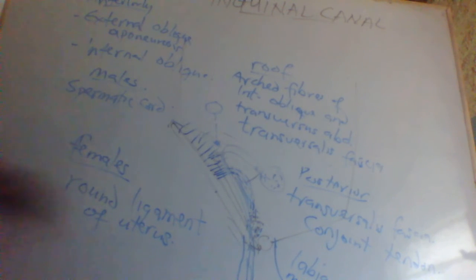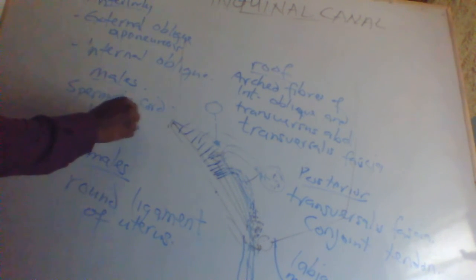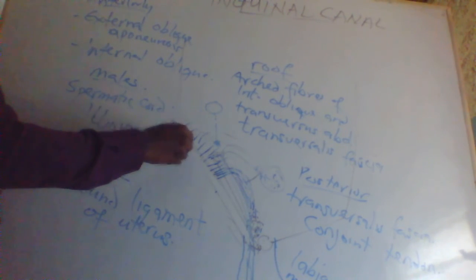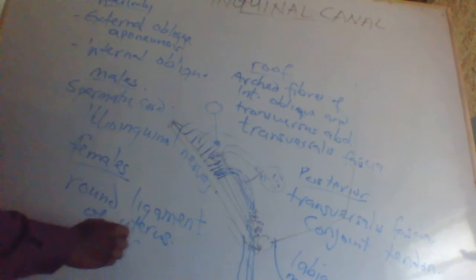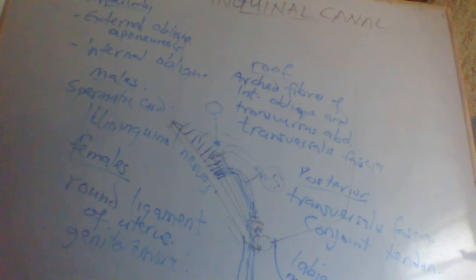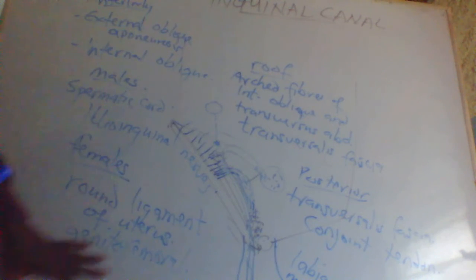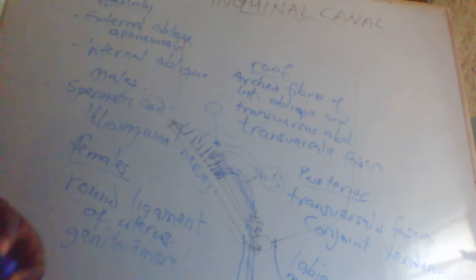Also, other nerves can pass through the inguinal canal. So we have the ilioinguinal nerves passing through. We also have the genitofemoral nerve also passing through this inguinal canal. So this is the boundary of the inguinal canal and the structures that pass through it.